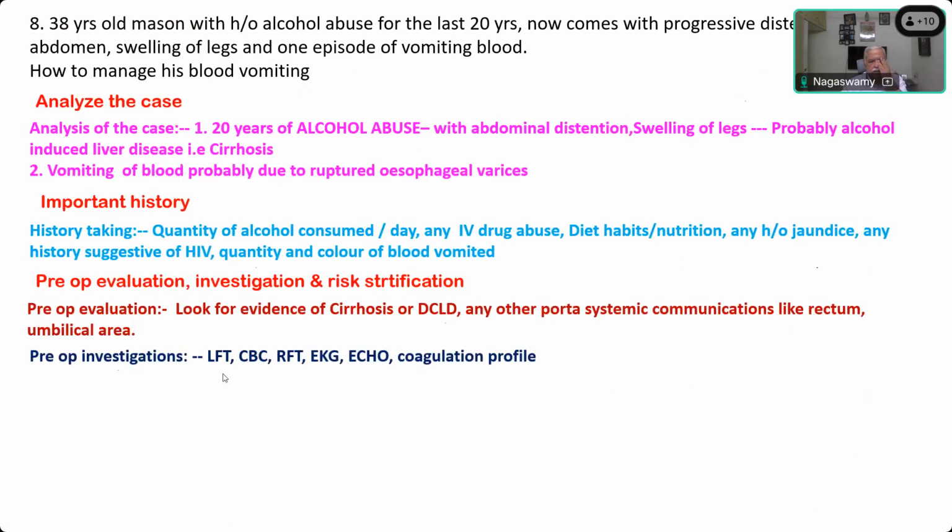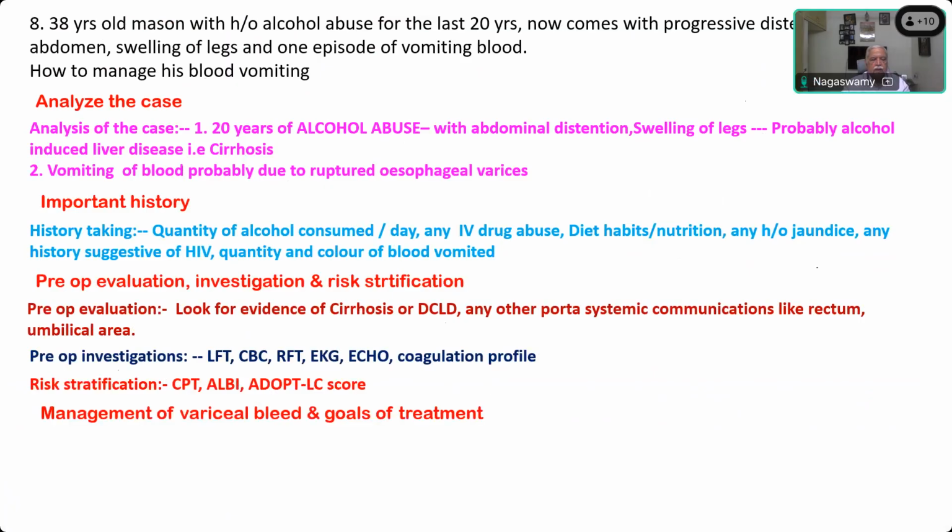Pre-op investigations, you have to look for liver function test, CBC, RFT, EKG, echo, and coagulation profile. For risk stratification, because this is a cirrhosis case, you can use the CTP scoring system, MELD score. All these things can be used.